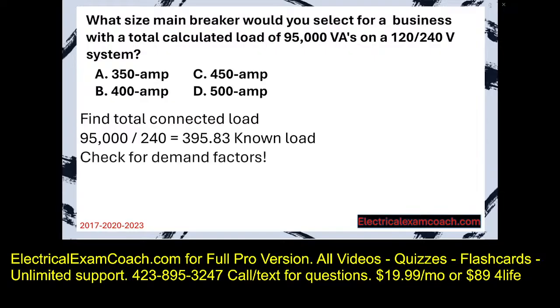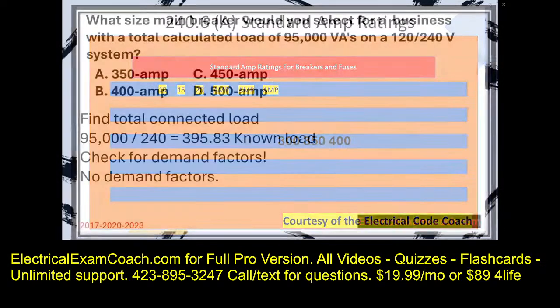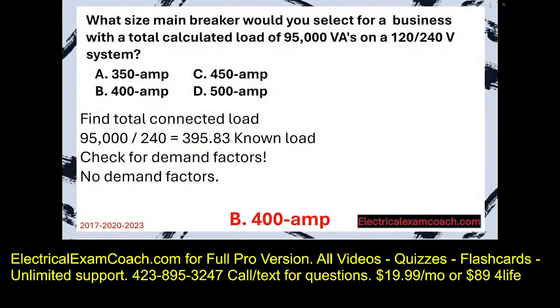Now we check for demand factors. And whether it's a home or a business, all the demand factors were already performed to get that original 95,000 number. So there are no more demand factors. Now we head to Table 240.6(A) and we choose the next standard size breaker. And this would be a 400 amp breaker. This would also be a 400 amp service.